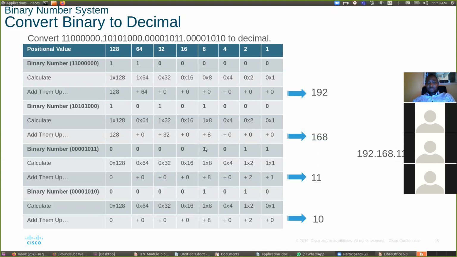Mamadou, you've been quiet. You want to chip in? Hello. I just have a suggestion to make. I think for those who have not used binary numbers, it will be very difficult for them to understand this. It would have been very easy to start from 0 to 15, the primary ones. I think they will then be able to convert 192, then 168, and the rest.